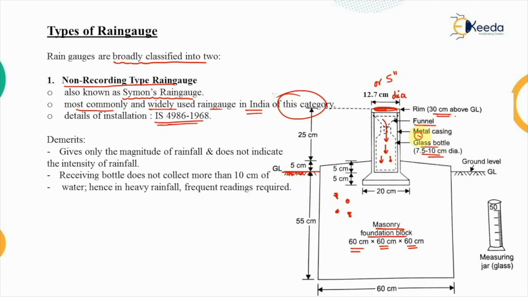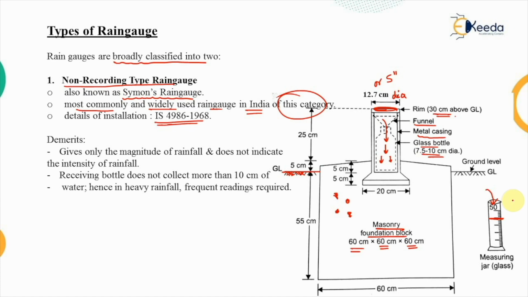Around this glass bottle we have a metal casing. The funnel discharges the water into this glass bottle, which is further emptied into this measuring jar. One by one, a person will be required to empty this glass bottle into this measuring jar, and once we reach the end of the rainfall, we will get the height of the rainfall collected in this measuring jar, and that level of water will tell us the amount of rainfall in that particular area.